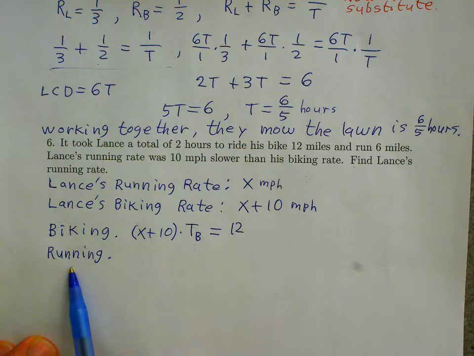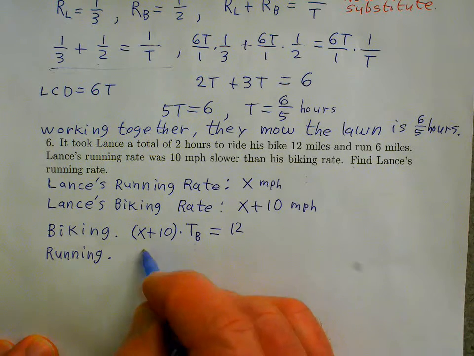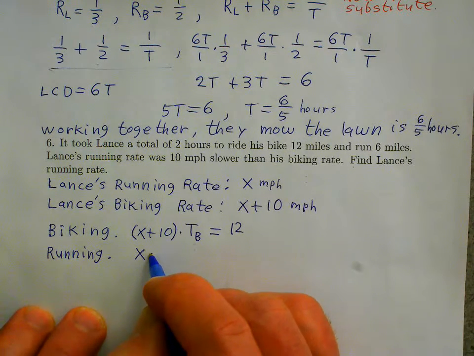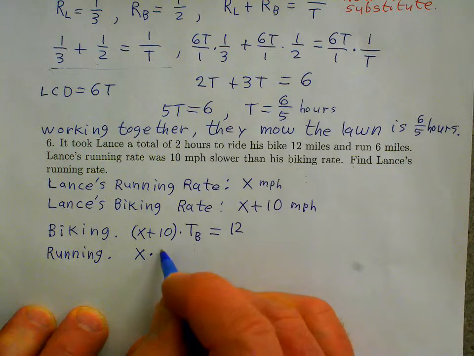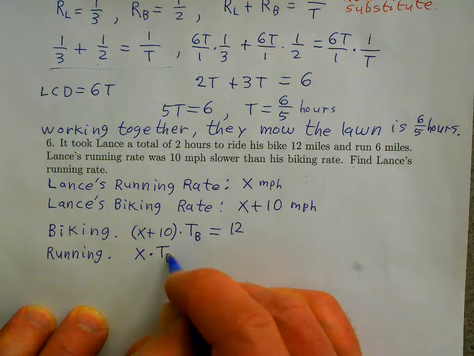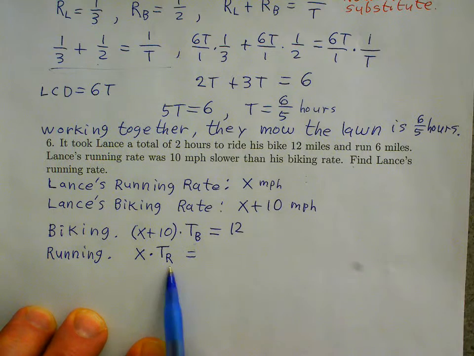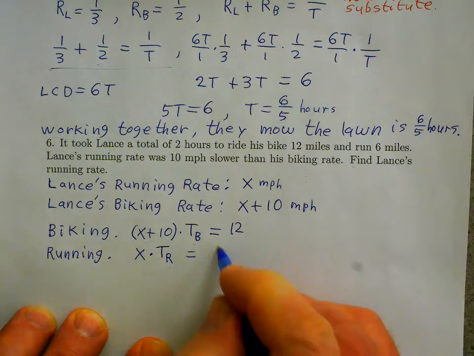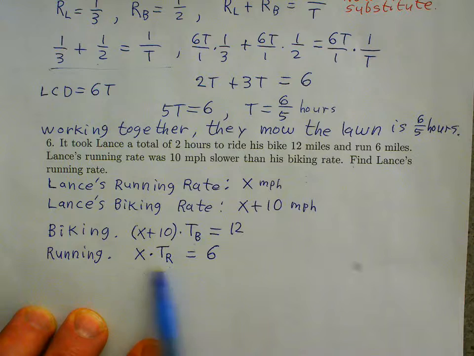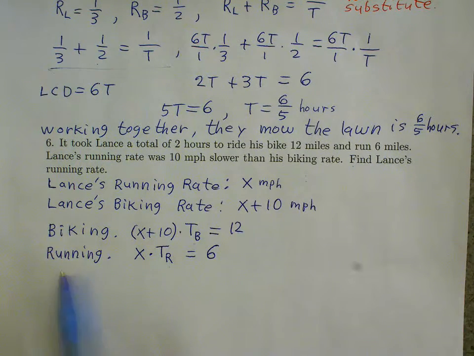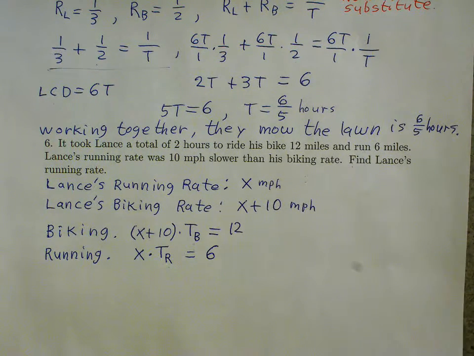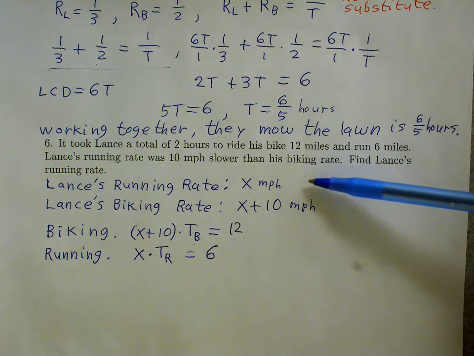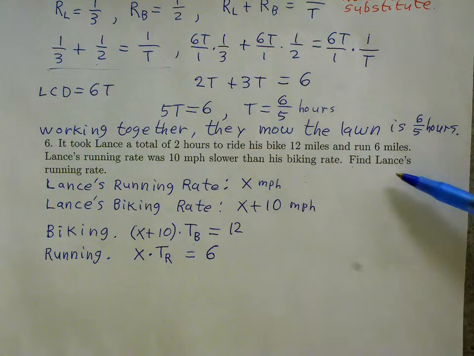When Lance was running, his rate was x miles per hour. His distance is 6 miles. We don't know the exact amount of time he spent running, so let's use capital T sub r to represent the amount of time it took him to run 6 miles. So we have rate times time equals distance for running. We're using x to represent Lance's running rate, which is what we're supposed to find.